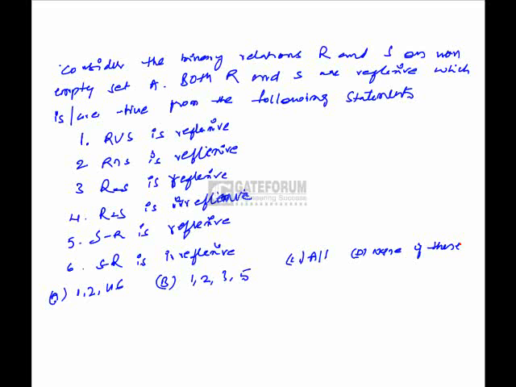This question: two relations R and S on a non-empty set A are given, and it is given that both R and S are reflexive relations, and 6 statements are given. We have to identify the correct statements from the given 6 statements. In order to solve this problem, first we have to know what is a reflexive and what is an irreflexive relation.